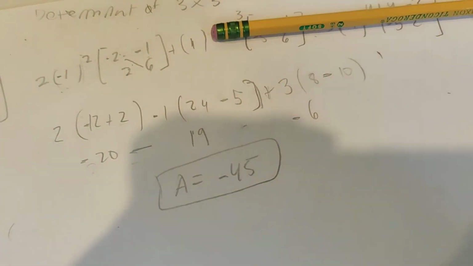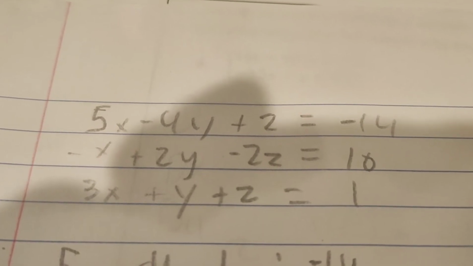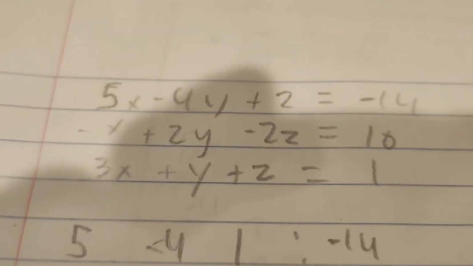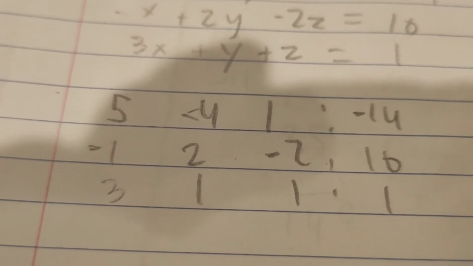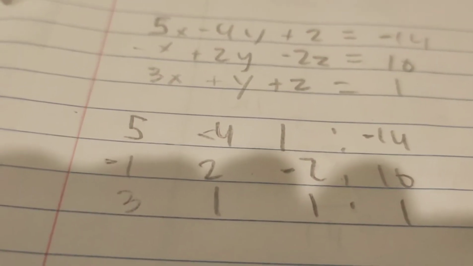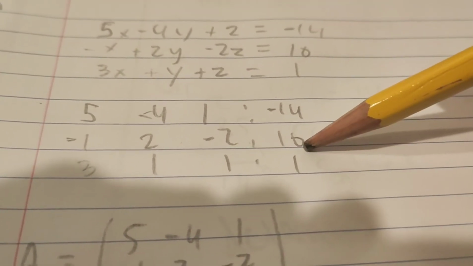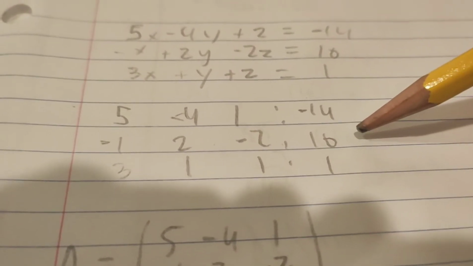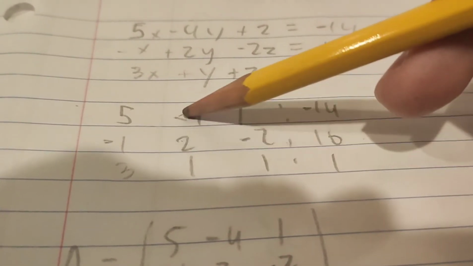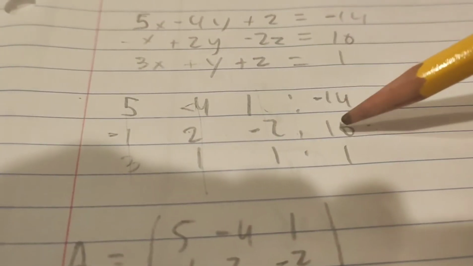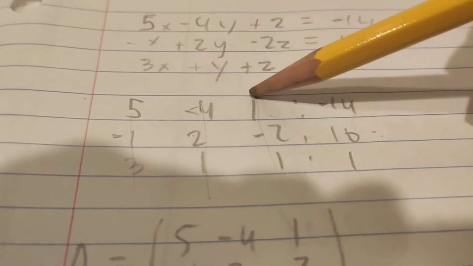For Cramer's rule, you first want to find the determinant of a 3 by 3. So you want to make this into an augmented matrix first. And you find the determinant of this, and for Cramer's rule, you want to switch this column with what you want to solve for. So if you want to solve for y, you replace it with the middle. If you want to solve for x, you replace it with the first one. If you want to solve for z, you replace it with the last one.